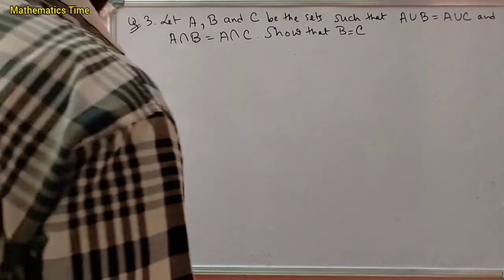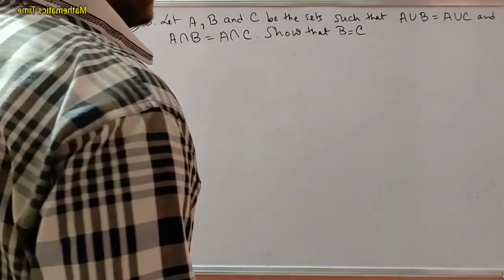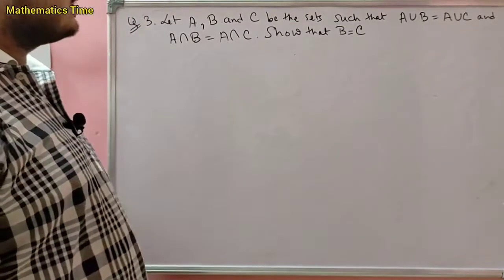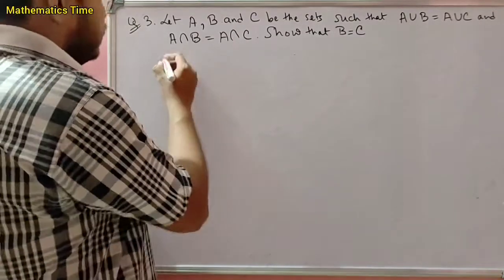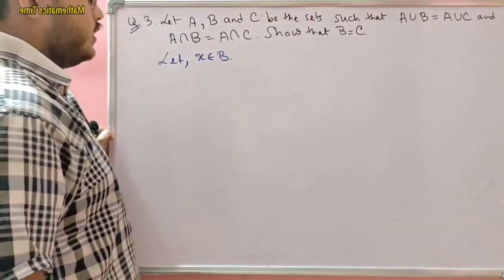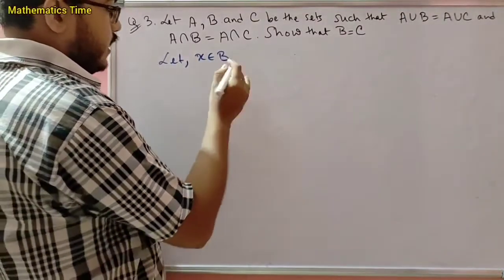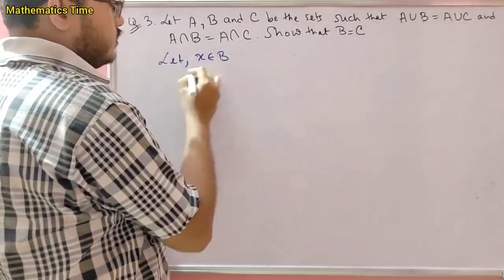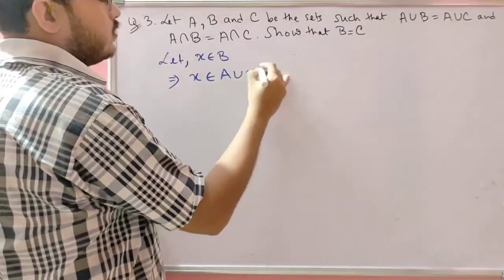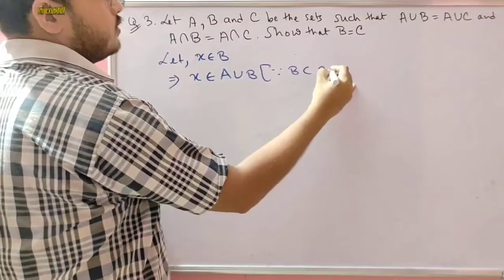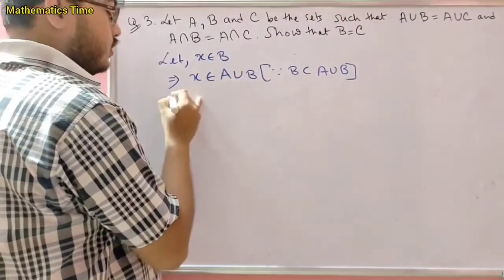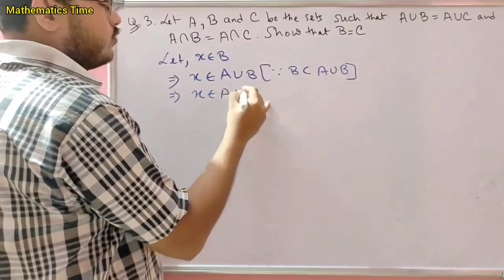Our next question is, let A, B, C be sets such that A union B is equal to A union C and A intersection B is equal to A intersection C, show that B is equal to C. So let us consider first X belongs to B. As X belongs to B, we can imply that X belongs to A union B. Since B is a subset of A union B, by definition X is an element of A union B.